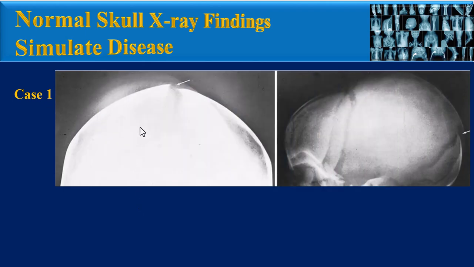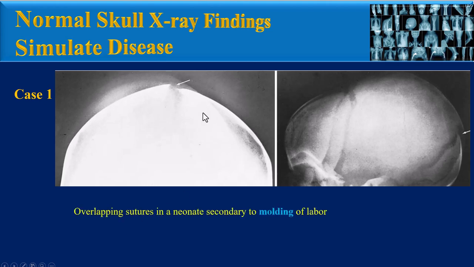Case 1. These images are related to a neonate. What do you think? Are there any skull fractures here? At first, it seems we have encountered skull fractures and we have to check for child abuse. But these images show overlapping sutures in a neonate secondary to molding of labor.